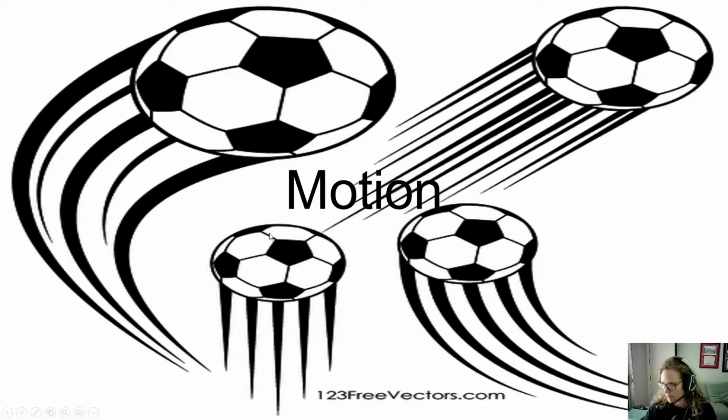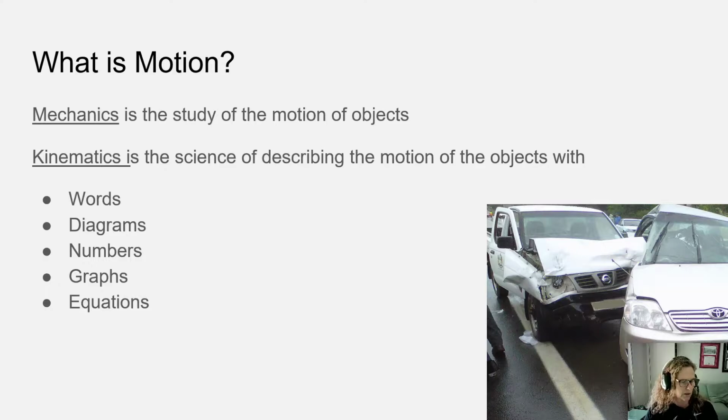Okay, so let's talk about motion. We know that motion is just things that move. In physics, we use a couple of different vocabulary words that we're probably going to mean something different now.